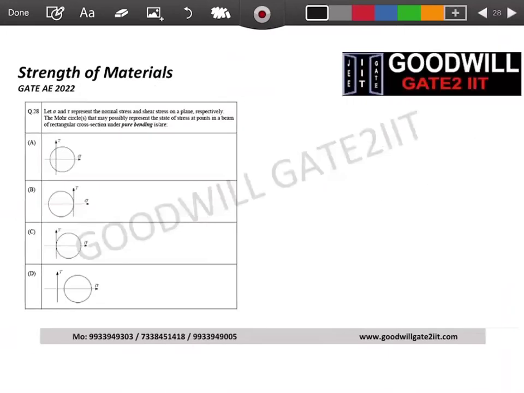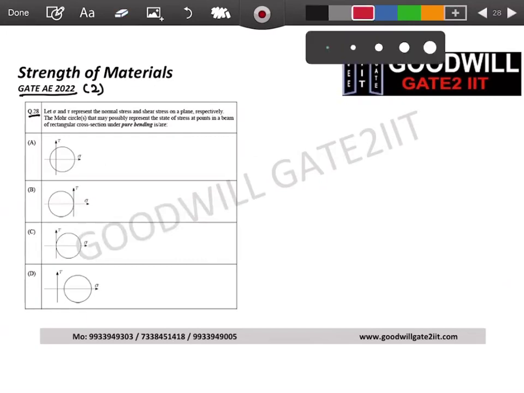This question was asked in 2022, question number 28, for 2 marks. Let's read this question first. If sigma and tau represent the normal stress and shear stress on a plane respectively, so normal stress is represented by sigma and shear stress is represented by tau, the Mohr circle that may possibly represent the state of stress at a point in a beam of rectangular cross section under pure bending is or are. So it's a multiple select question.